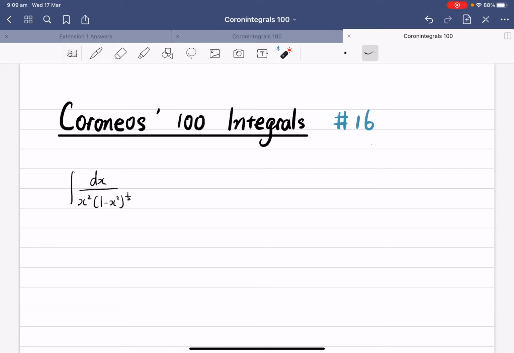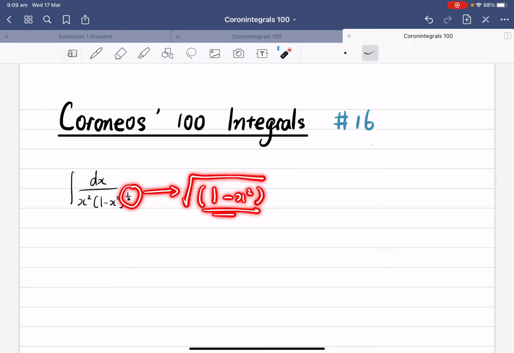Okay, let's have a look at the Coroneos 100 integrals number 16. So here comes the question. We need to integrate dx over x squared times (1 minus x squared) to the power of half. Now, if you pay attention to the half here, that means it's a square root. So what's inside the square root is 1 minus x squared.